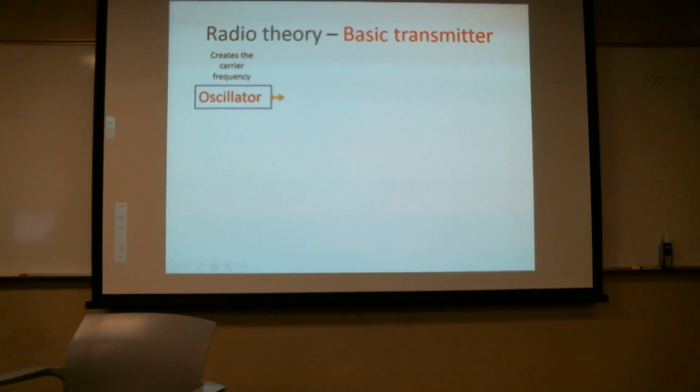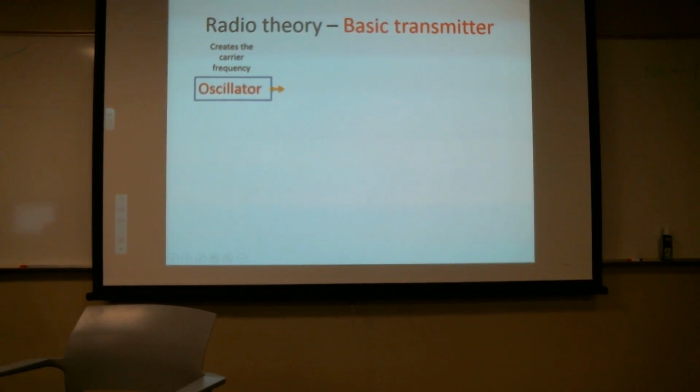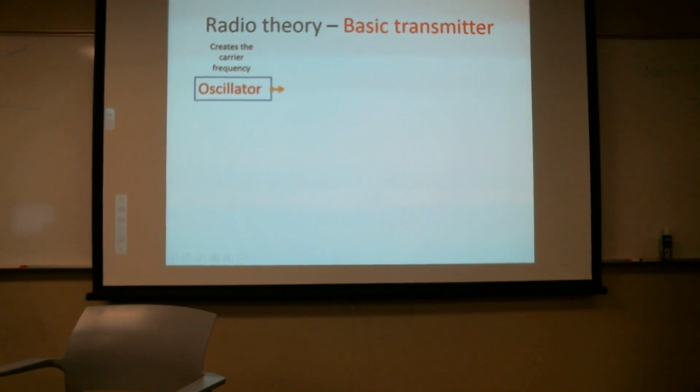So here I talk a little bit about some radio theory, how the basic transmitter operates. At some point we need to create the carrier frequency. Nowadays we do it digitally. It used to be we would actually take a piece of crystalline rock, tuned to a specific frequency, run electricity through it, which would create this oscillating signal. We would then tune it to whatever frequency we needed, and once we got that nicely tuned, we would then add the data to it.